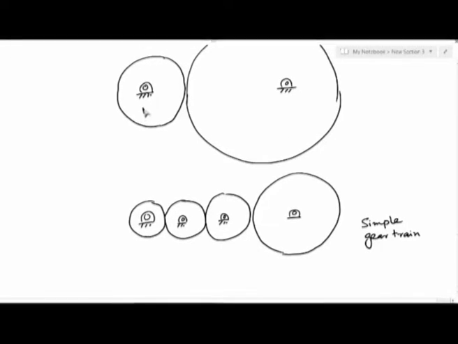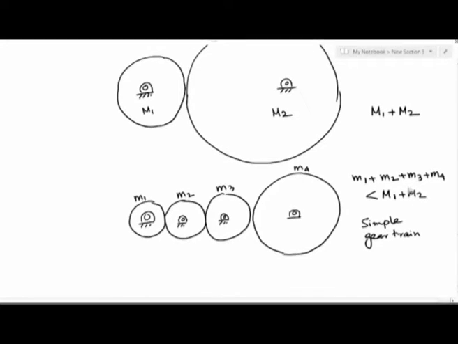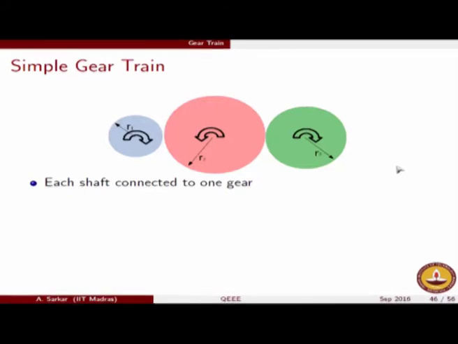So here, if you have this as capital M1, this is capital M2, the total mass is capital M1 plus capital M2, whereas here, even though there are 4 gears, M1, M2, M3, M4, since all are smaller, M1 plus M2 plus M3 plus M4 will turn out to be lesser than capital M1 plus capital M2. So the added mass being smaller, you essentially gain in terms of energy efficiency of your system. This is the principal reason for using gear trains as opposed to a gear pair, and we will now see exactly how to do the analysis for these gear train arrangements.